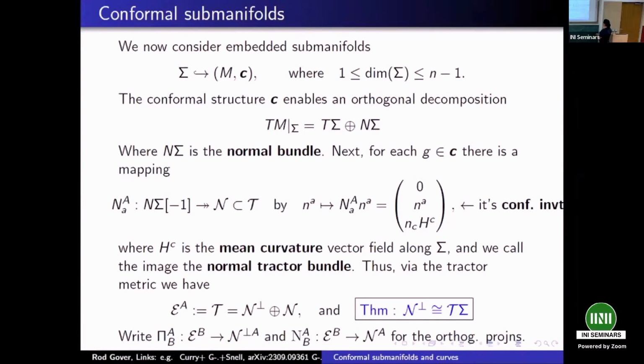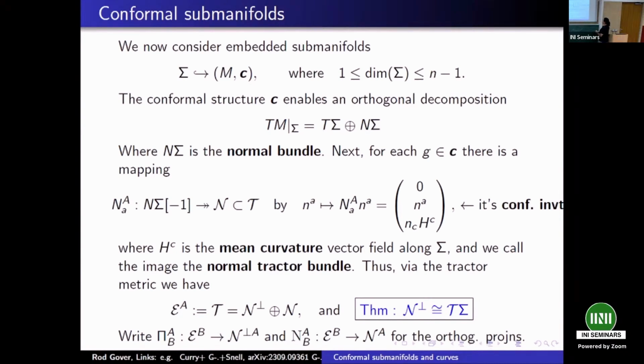So for each metric in the conformal class, you can make this mapping, but this actually turns out to be conformally invariant. Here I take any normal vector to my submanifold, and I map it into a tractor. Remember, the tractors were triples. I put 0 in the top slot, I put the normal thing in the middle, and then I contract it with the mean curvature. If this is an arbitrary submanifold of some codimension, then the mean curvature is vector valued normally, right? So the mean curvature is a vector determined by a metric in the conformal class.